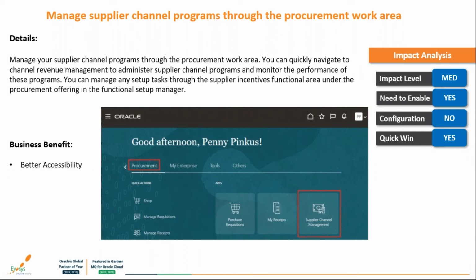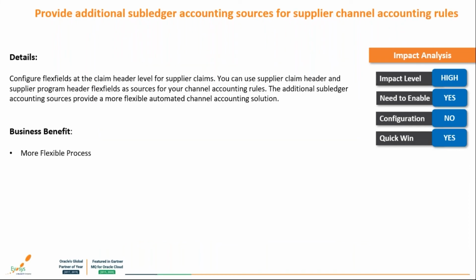The business benefit is better accessibility. Impact level is medium. Need to enable yes, no need of configuration, and of course, it's quick win. The next feature is provide additional subledger accounting sources for supplier channel accounting rules.